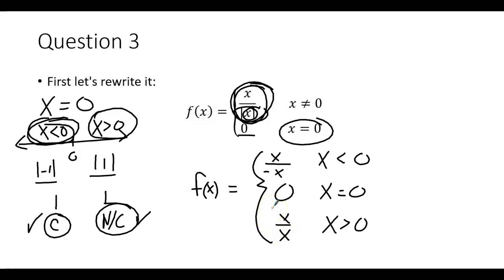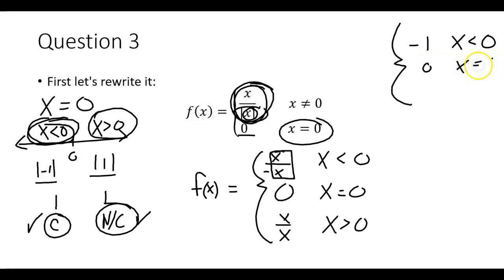Now we're still not quite done yet here because we can simplify these. What does x over x equal? It equals 1. And so we would have -1 for all x less than 0, and 0 at x equals 0, and then +1 for all x greater than 0. And so that's the first thing that you would need to do, is rewrite this expression like that.